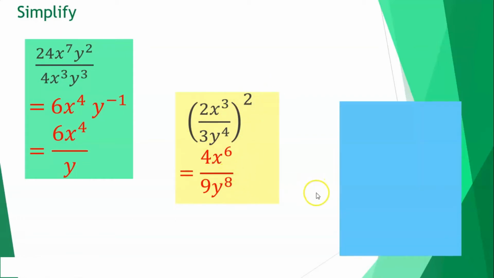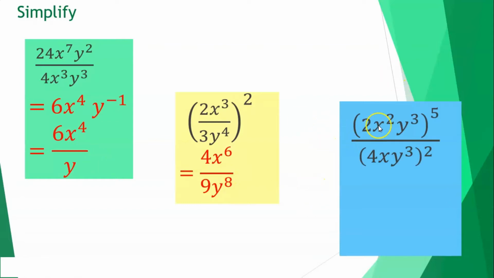Okay, one last. Okay, (2x squared y cubed) to the power of 5 divided by quantity (4x y cubed) quantity squared. So the same thing, let's distribute the exponents to the terms inside. 2 to the power of 5, that's 32. 2 times 5, that's 10. 3 times 5, it's 15. 4 to the power of 2, that's 16. X squared, and 3 times 2, you'll get 6.